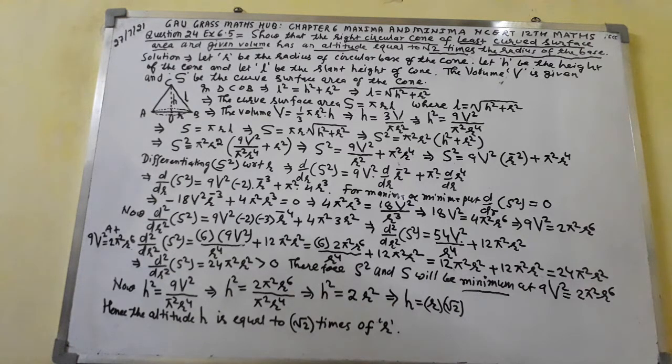This is the proper explanation and solution of question number 24 that has been taken from exercise 6.5, chapter 6, maxima and minima of NCERT 12 mathematics.